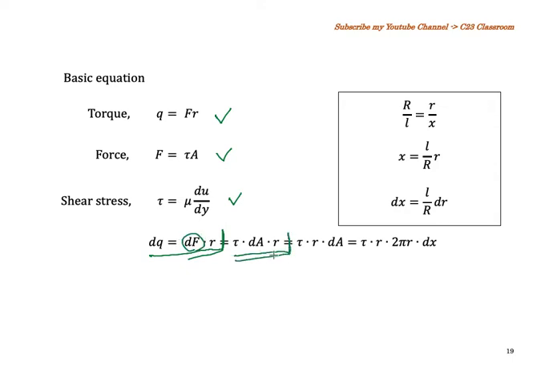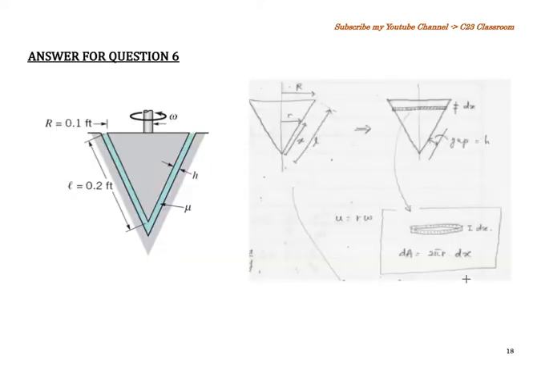Then we rearrange the equation, so it becomes tau r dA. Then we substitute the value of A here with tau r 2 pi r dx. The value of A here is mentioned in this one.